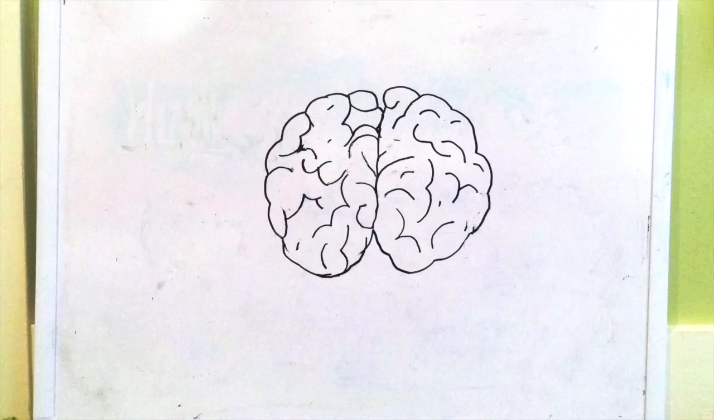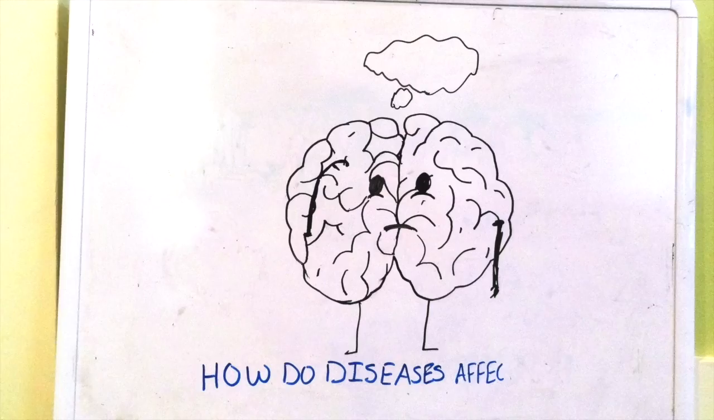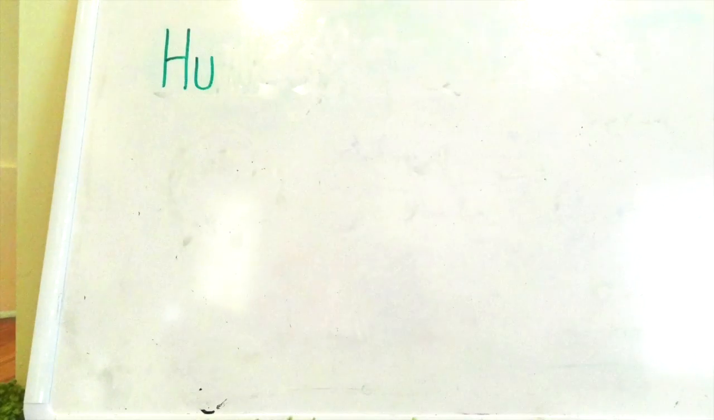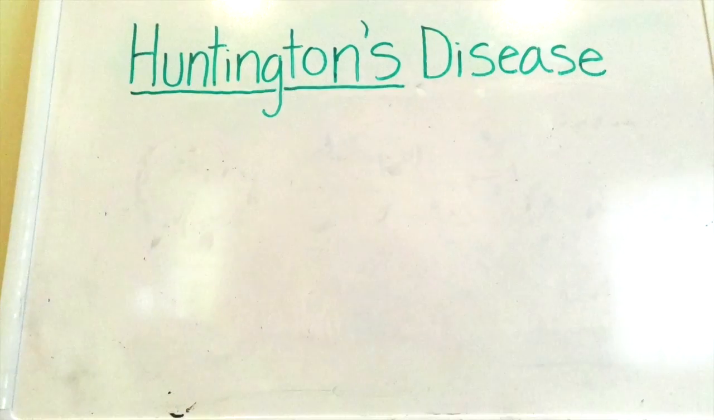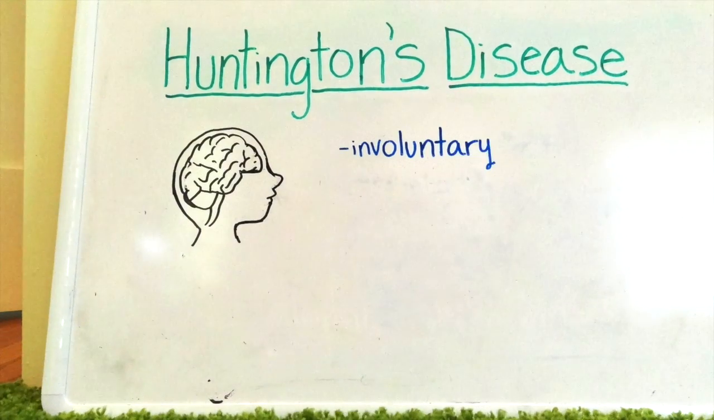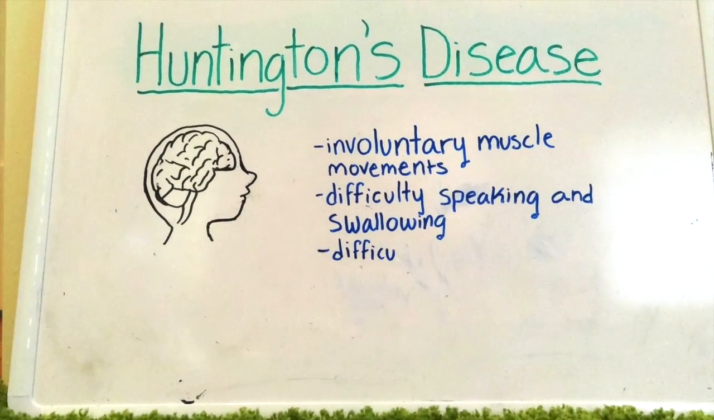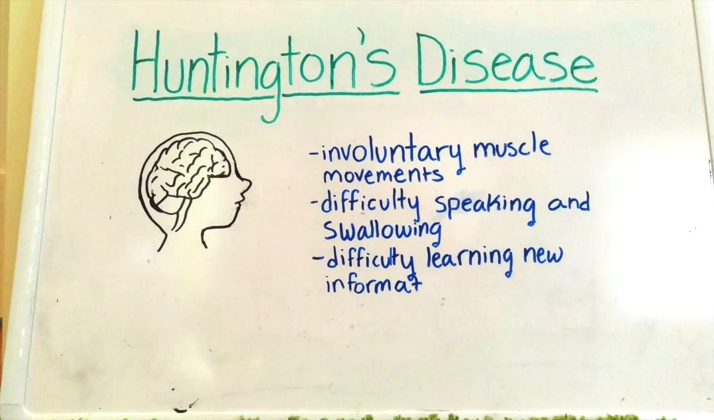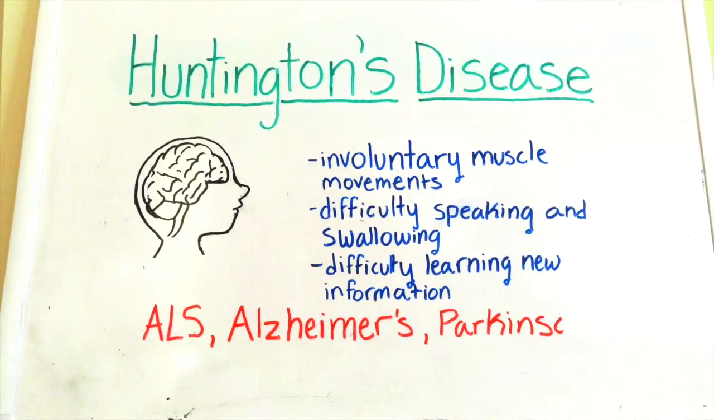The brain is very complicated, and there's so much we still don't understand. Like, how do diseases like Huntington's affect the brain? Huntington's disease is a rare but genetically fatal disorder that affects the brain and causes physical issues like involuntary muscle movements and difficulty speaking and swallowing. It also causes mental issues like difficulty learning new information. It's like having ALS, Alzheimer's, and Parkinson's all at once.